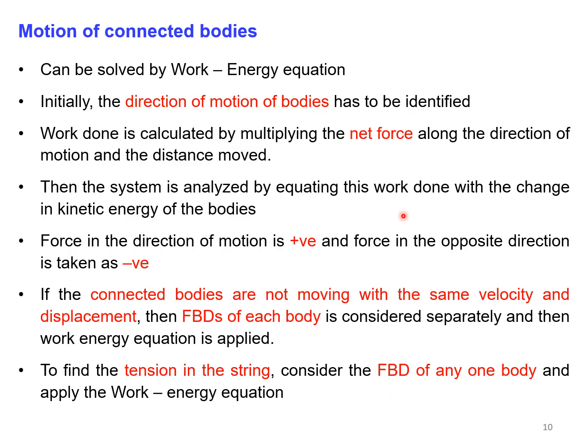Now before solving the problems, let us see motion of connected bodies. So we know that in a system normally we have more than one body involved. Normally these bodies will be connected either by strings, cords or cables, or sometimes by pulleys. Pulleys are normally used in the system in order to change the direction of the motion. These problems of connected bodies can be solved easily by the work energy equation.